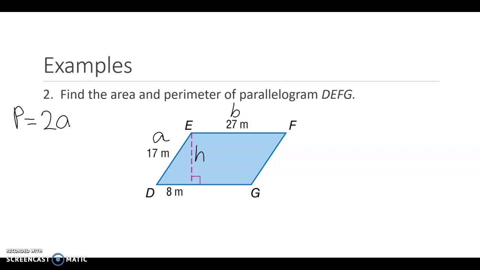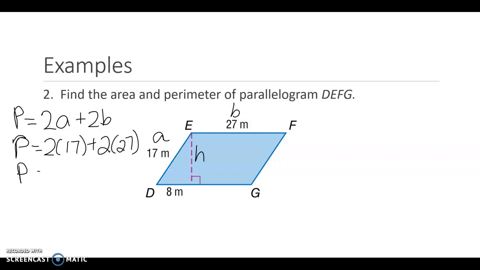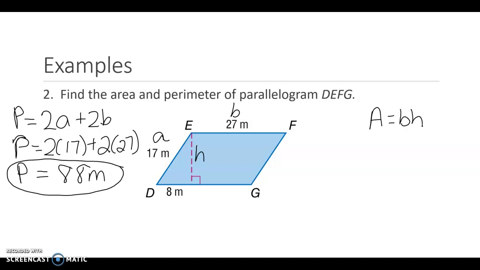So 2A plus 2B, 2 times 17 plus 2 times 27. I know you guys can multiply that, so I'm going to jump right to the answer. That's going to be 88 meters for my perimeter. So when we go to area, base times height, we're missing the height.